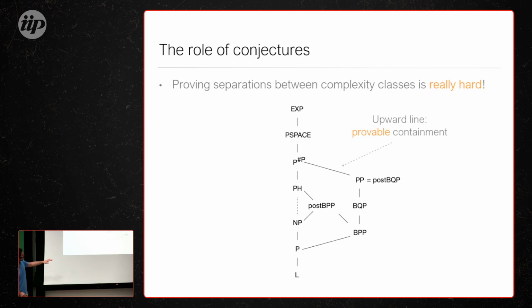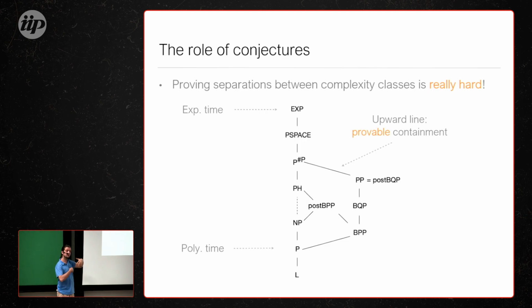And all of these lines are provable containments. You can prove that one is included in the other, and that's relatively easy. And just to give you a flavor, we talked about P, which is polynomial time, down here. There are other problems, for instance, exponential time. Those problems on the top are the ones for which you need exponential time to solve.